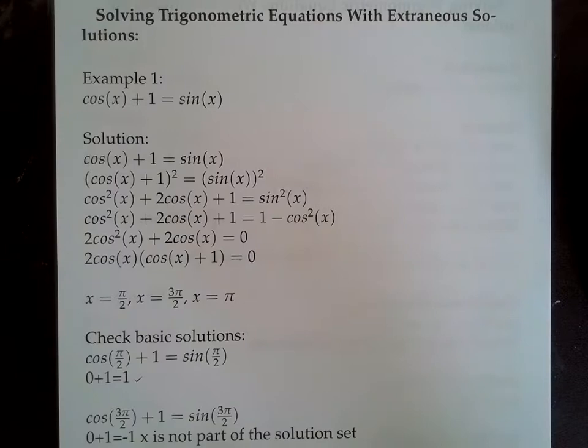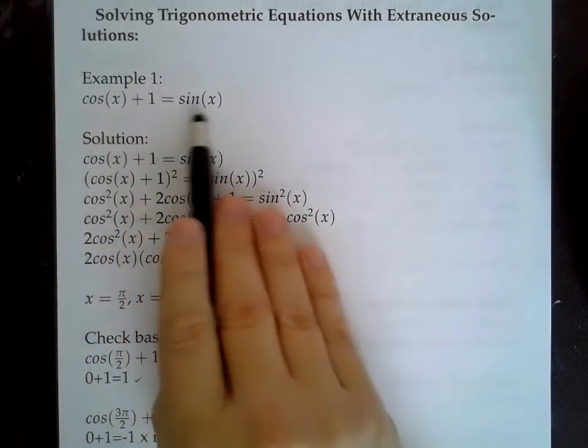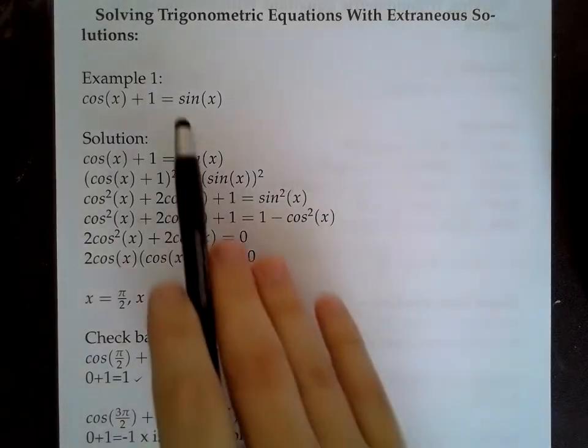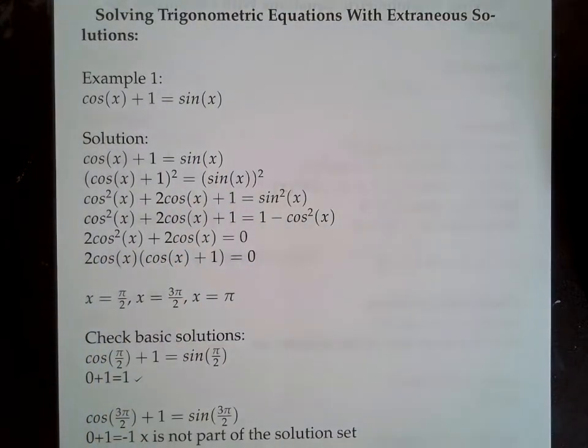So if I'm given cosine of x plus 1 is equal to sine of x. Now notice there's nothing I can really do to substitute anything here. I can't just take cosine and make it into sine, in the same way I can't just take sine and make it into cosine. So what I need to do is find some way to give them some sort of relationship.